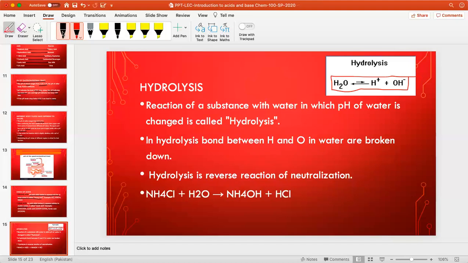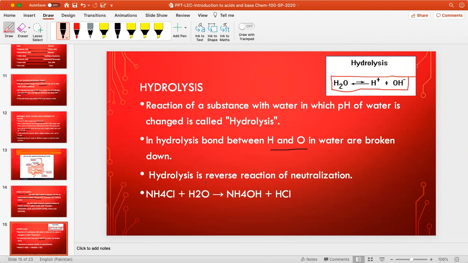Now, what is meant by hydrolysis? The reaction of a substance with water, any reaction in which water is the medium and also acts as the reactant, is called hydrolysis. The reaction of a substance with water in which the pH of water is changed is called hydrolysis. In hydrolysis, the bond between hydrogen and oxygen in water is broken. So hydrolysis is the reverse reaction of neutralization.